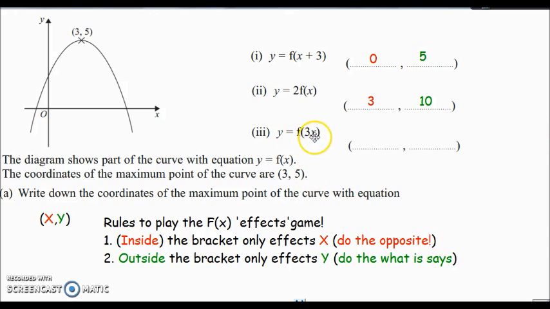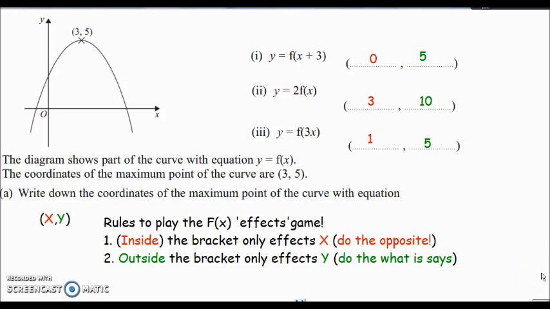And finally, we've got 3x inside the bracket. We've got 3 there. It's not x plus 3, it's 3 times x inside. So inside the bracket will only affect the x coordinate. Do the opposite. What's the opposite? Timesing by 3, dividing by 3. Now luckily for us, the number we've got to divide by 3 is 3. 3 divided by 3, very straightforward. Once you know what to do, that is just 1. No instructions outside the bracket, so we can leave the y coordinate well alone, and that's 5.